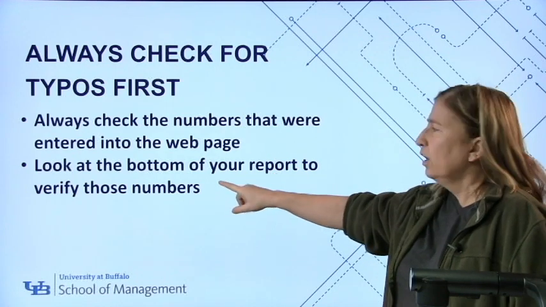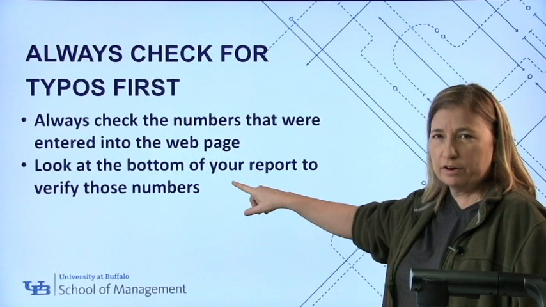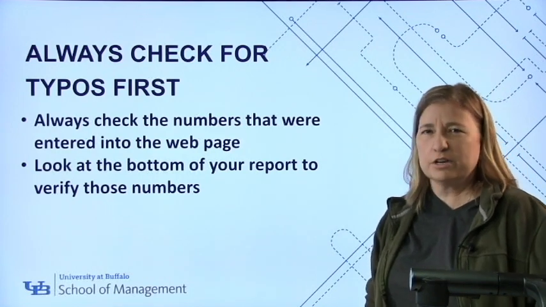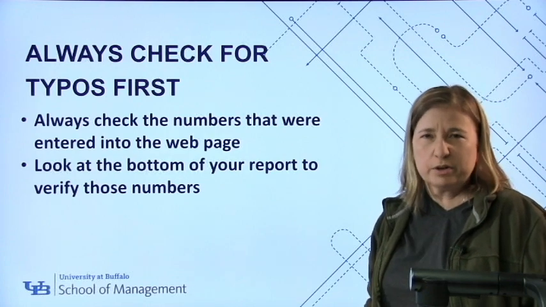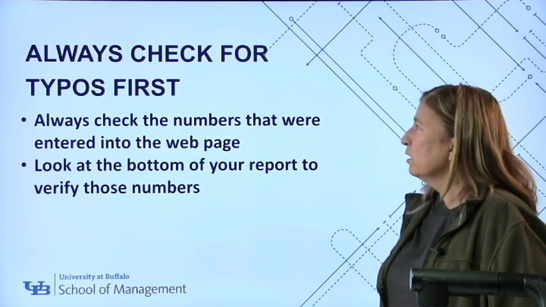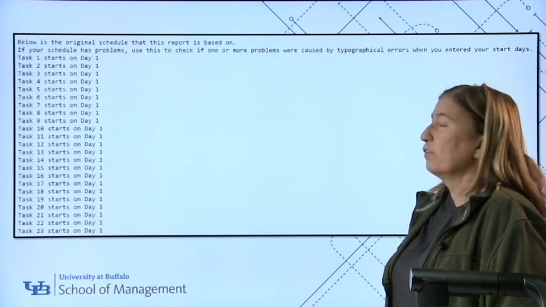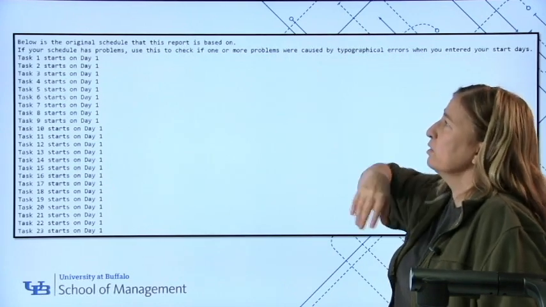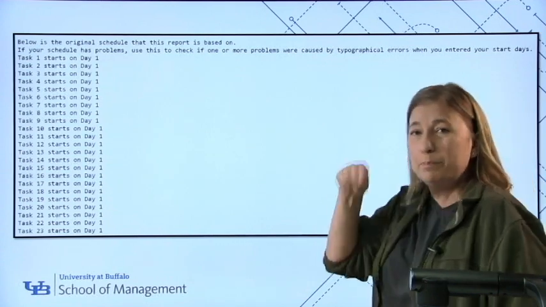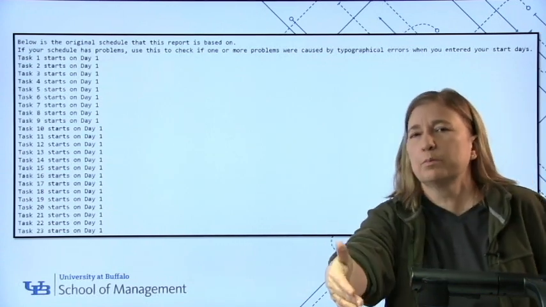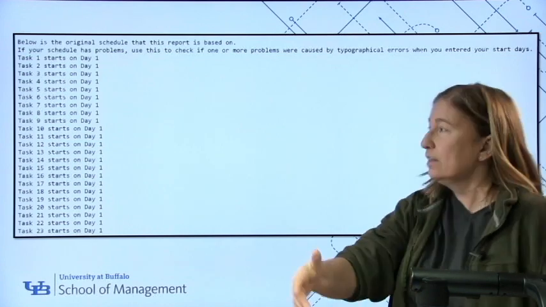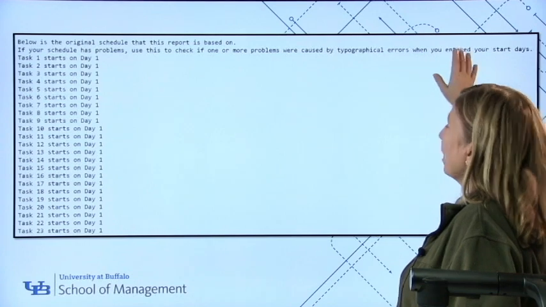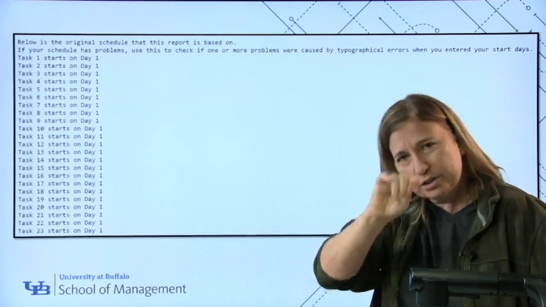This is the key. Look at the bottom of your report to verify those numbers. You got a report that you're upset with, right? Because it doesn't say congratulations. It's saying snotty little things about somebody being in two places at once, and you don't understand why. Look at the very, very bottom of that report, and you'll see this long statement. Below is the original schedule that this report is based on. It's giving you the numbers that were put into the screen back. If your schedule has problems, use it to check one or more problems caused by typographical errors in just data entry on the screen.